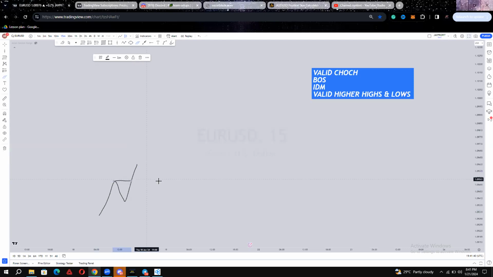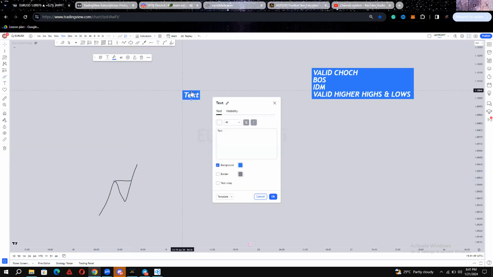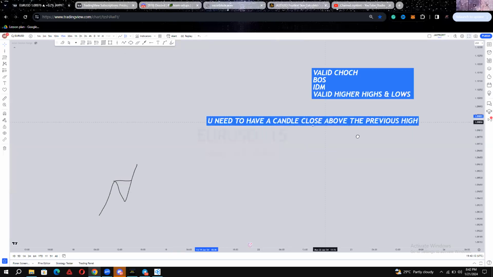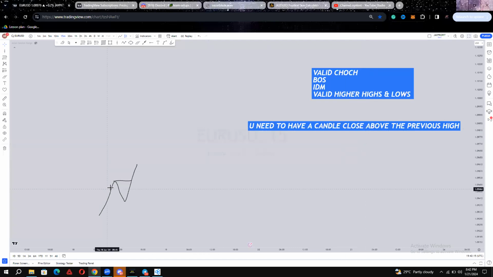Now there are things I'm going to be listing out right now. I want you guys to take note of them. For you to confirm a valid break of structure, I'm going to type them out. For you to confirm a valid break of structure, you need to have a candle close above the previous high. It must be a candle close above the previous high. This confirms what? A valid break of structure, right?